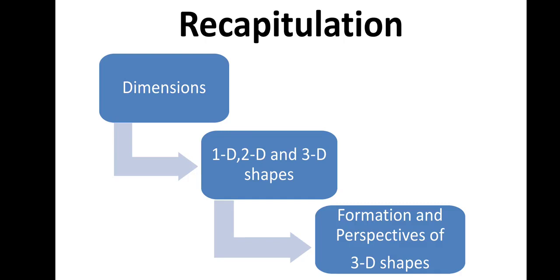Then we have studied about 1D, 2D and 3D shapes. Based on the number of dimensions a figure has, there are 1-dimensional, 2-dimensional and 3-dimensional figures. What are 1-dimensional figures? They do not enclose any area and have only one direction or one dimension. A ray or a line segment is an example of 1D.